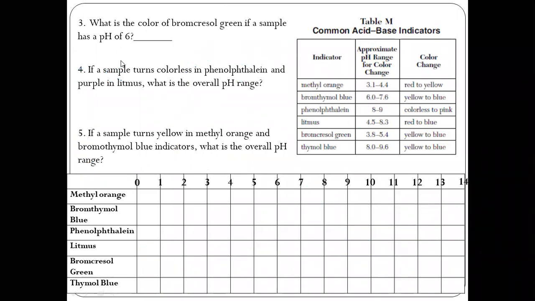Okay, so number 3 says, what is the color of Bromocresol Green if the sample has a pH of 6? If I'm at 6, I'm right here, I would look at my Bromocresol Green. Up to 3.8, it is yellow. I really wish I left this up. Above 5.4 is blue, so it would be blue. Okay, and then 4 and 5 are a bit trickier.